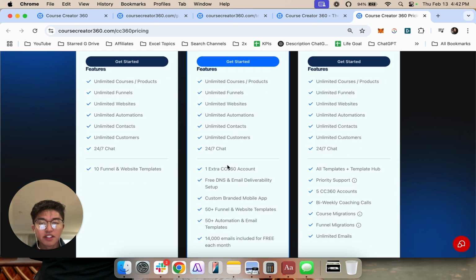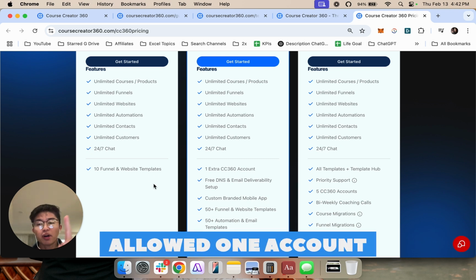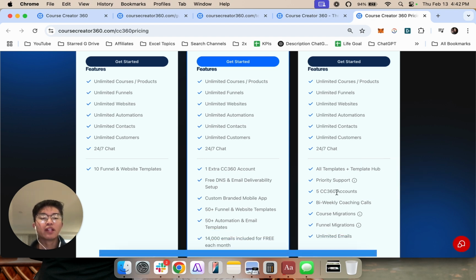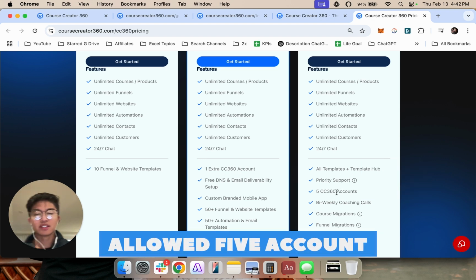And then in addition to that, the differentiating factors is that with the starter plan, you only are allowed one account. With the premium plan, you're allowed two accounts. And then with the elite plan, you're allowed up to five Course Creator 360 accounts.